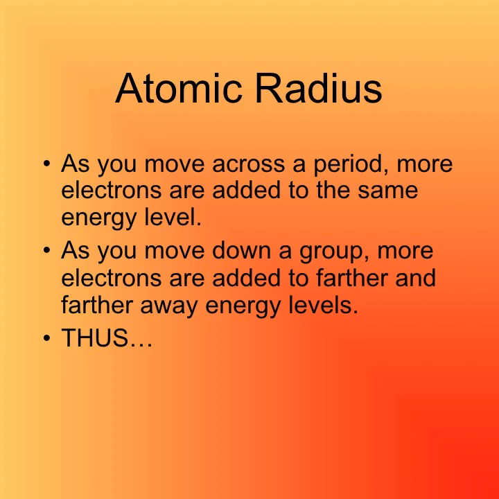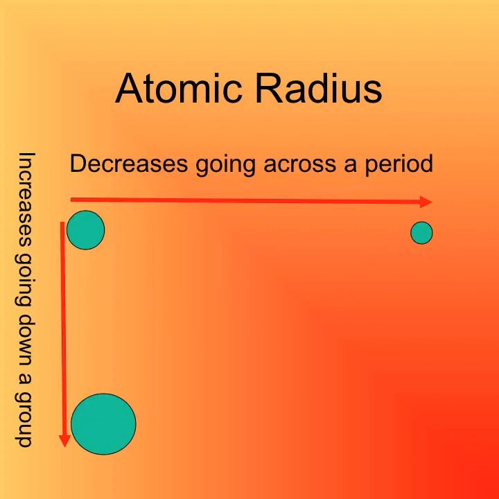So the trend that we see then is that atomic radius will decrease going across a period. We're getting more core electrons that are in the same energy level, which means the valence electron is staying in the same energy level, and it's getting pulled a little tighter and a little tighter and a little tighter as we move across. As we go down a group, we're getting more core electrons, but they're in farther and farther away energy levels. So that poor valence electron just gets pushed farther and farther away from the nucleus. And literally we see that the atomic size or radius increases as we go down a group.